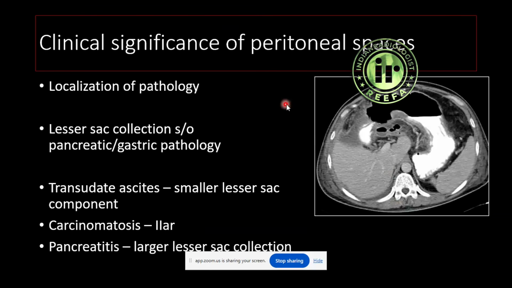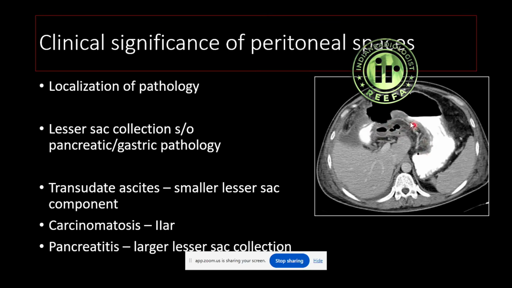So having looked at the anatomy of the peritoneal spaces, just a quick word about the clinical significance of these peritoneal spaces. Sometimes when we identify a pathology in a particular space, we can narrow down our differential as to what is the possible etiology and which organ it is coming from. For instance, if you see a lesser sac collection, as in this case, then chances are it's either coming off the pancreas or it is gastric in origin, which was the case in this patient. This was a case of a gastric ulcer perforation, and you can see the collection in the lesser sac there.